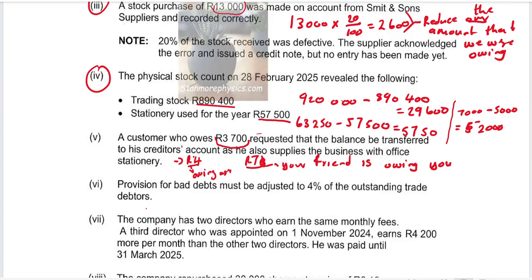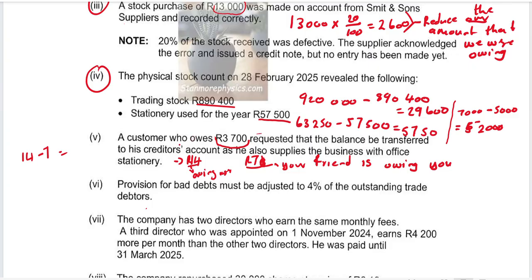Okay, let's make this 14 rand. You're owing your friend 14 rand. Your friend is owing you how much? 7 rand. And then your friend is saying the 7 rand that he owes you he will not pay you anymore. You will go and subtract it on what you are owing him. You want to say 14 rand that you are owing your friend minus that 7 rand that your friend says he won't be able to pay you. That's what is happening here. This customer who owes 3,700 owes us 3,700, and they say he won't manage to pay the 3,700. We must go and subtract it where?